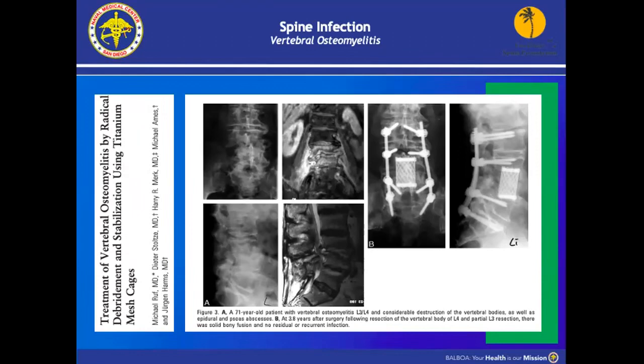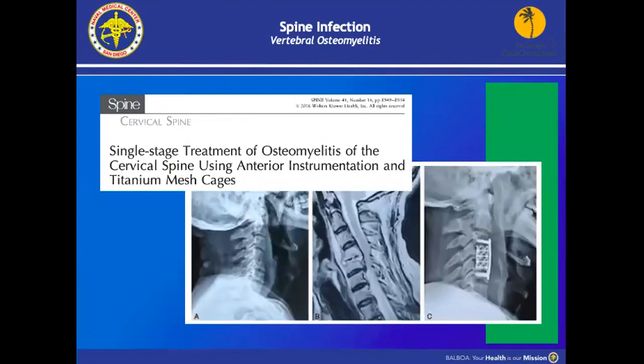They looked at 88 patients treated with radical debridement and titanium mesh cage stabilization, and they found that all patients had a good bony fusion, no recurrent infection, good deformity correction, and overall good clinical improvement on the outcome scores. So, a useful construct. With regard to osteomyelitis of the cervical spine, I just mention this as one of those surgical indications until proven otherwise.